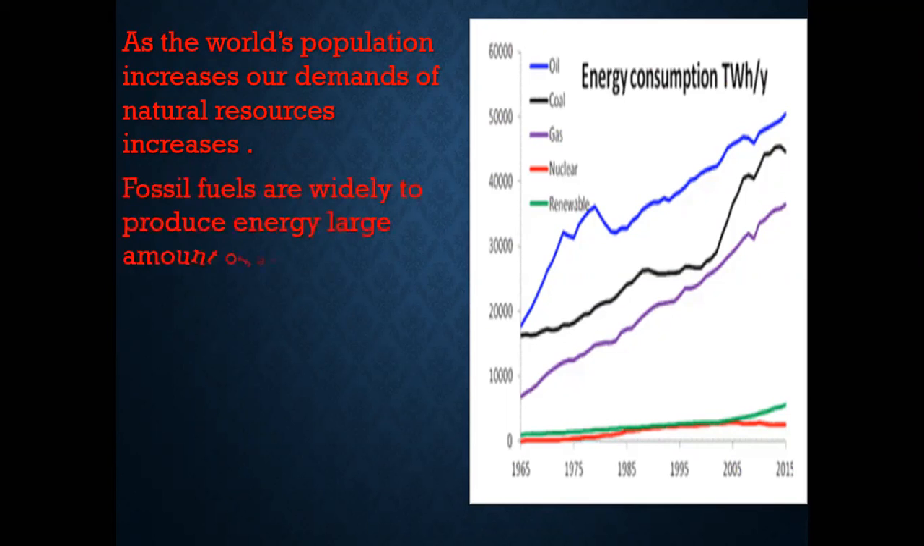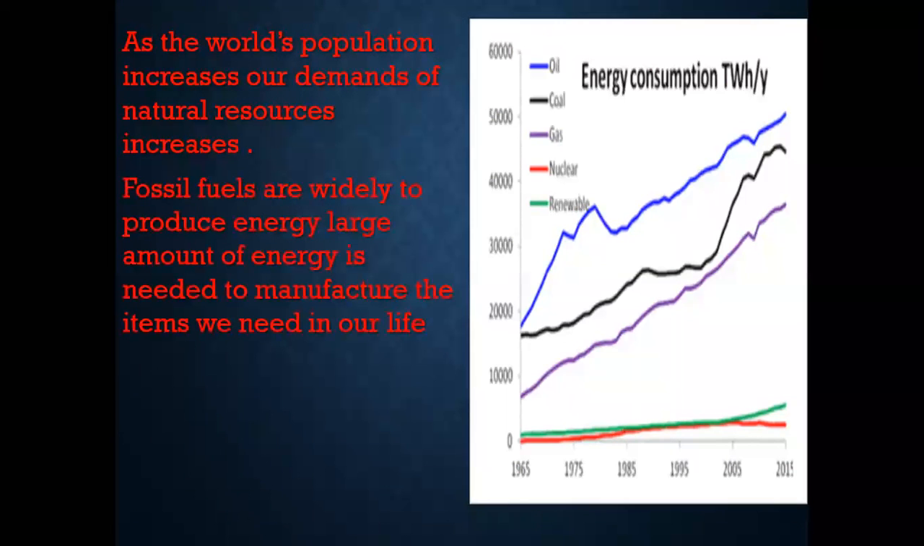Fossil fuels are widely used to produce energy. A large amount of energy is needed to manufacture the items we need in our life. And as we can see in this graph, okay, with years, first at 1965, our consumption of fuels was very low, right? Right or wrong? Right. Can you see the graph?